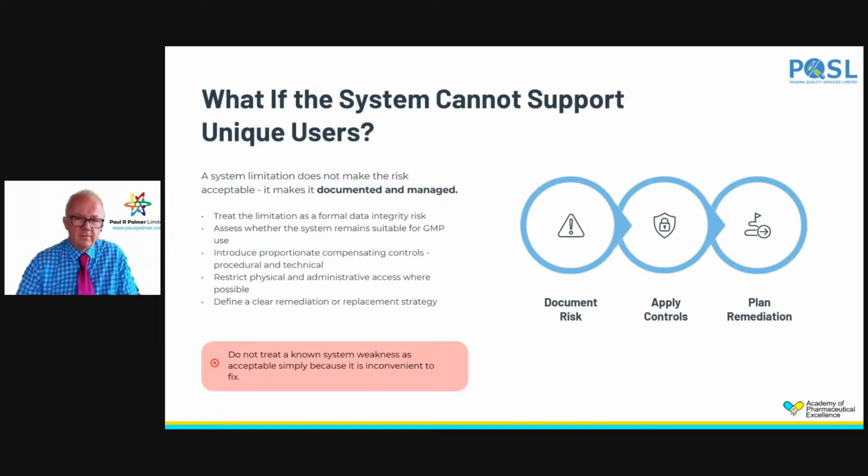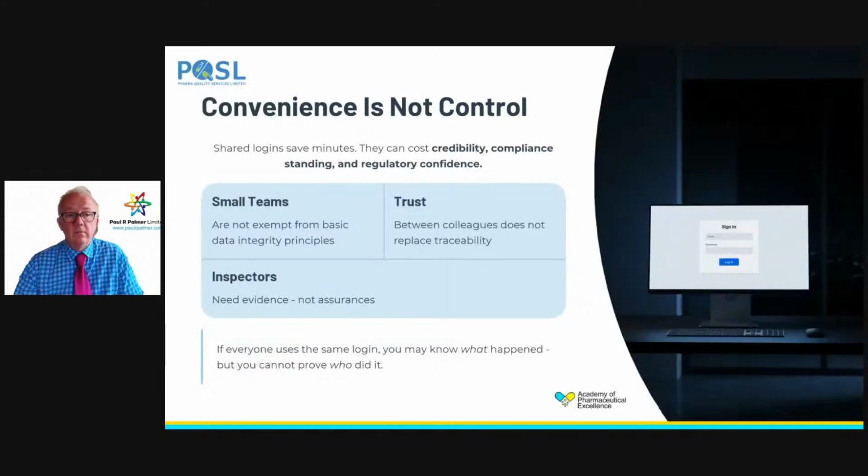Lock it in a cupboard. Is that really what you want to do with your computer? Define a clear remediation or replacement strategy. You can't treat a known problem, a known system weakness, as acceptable simply because it's inconvenient to fix. It's just like any GMP practice. Just because it's inconvenient doesn't mean you shouldn't be doing it. You need to document the risk, apply the controls, and plan total remediation, which is likely to mean changing the system. Because convenience is not control.